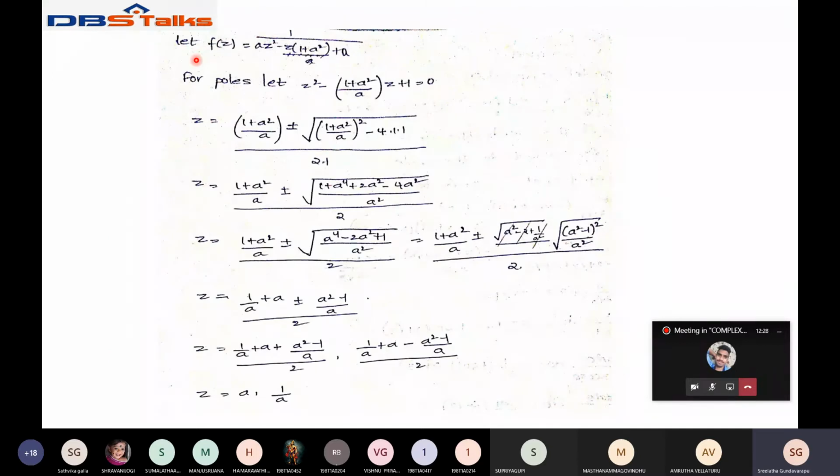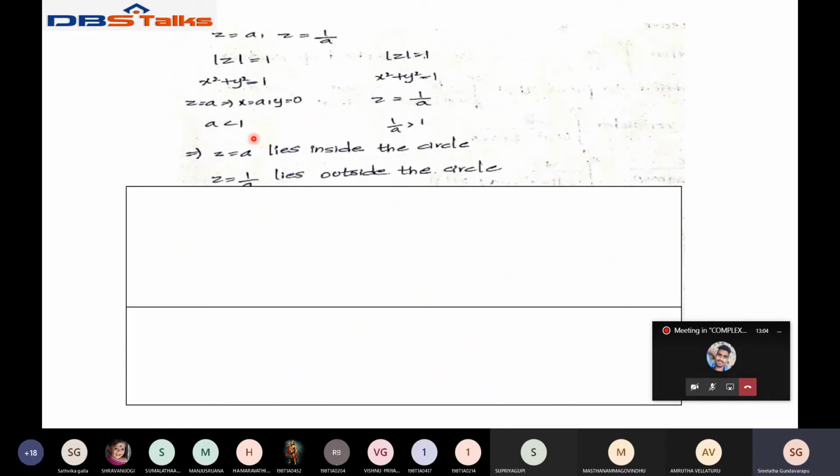So in this integration, let f(z) = 1 / (az² − z(1 + a²) + a). For poles, let the denominator be zero. Dividing by a, z² − ((1 + a²)/a) z + 1 = 0. By using the formula (−b ± √(b² − 4ac))/2a, we get the poles z = a and z = 1/a. So here the two poles are a and 1/a.